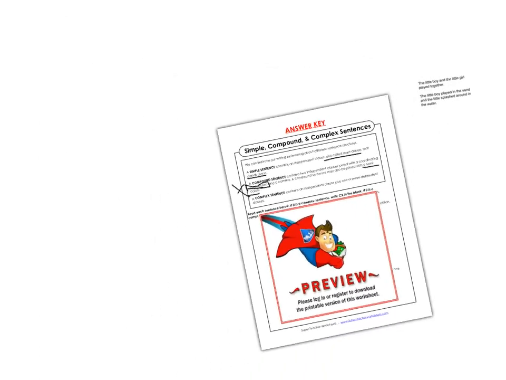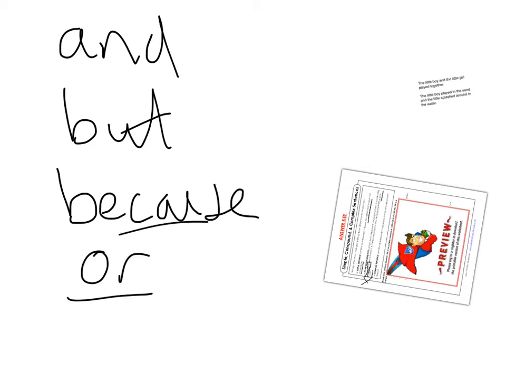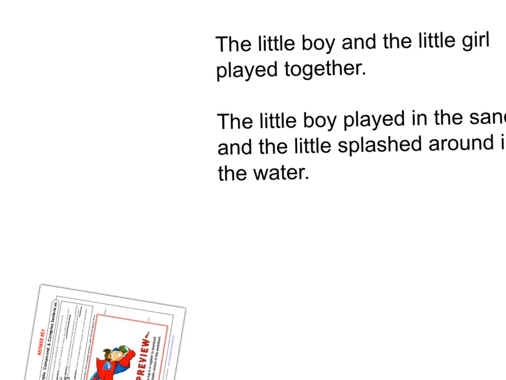Okay, now, hopefully, the words that you should have come up with are words like this. And, but, because, or. Now, there's many, many more, but these are the words that we use to link 2 independent clauses together. So, just before we go into complex sentences, let's see if you've got it.